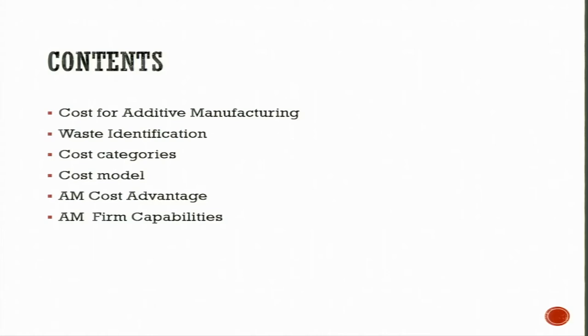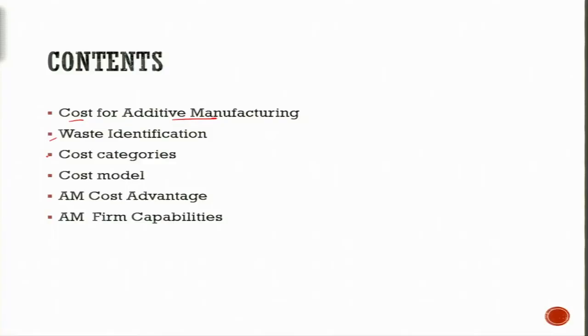So let us have a quick look at what is costing in additive manufacturing. So I will just discuss the costing for additive manufacturing. Then waste identification, because the costs are structured in different ways. Well-structured costs have the criteria or the structure based upon the fixed and the variable costs majorly. And ill-structured or unstructured costs sometimes have very sporadic distribution or the cost is not well defined. Those also we will see. Then we will see the cost categories like the prime cost, factory cost and so on. Then we will see a few cost models, not a single model. We'll try to see one or two models and try to select one best model that suits additive manufacturing in a general setting.